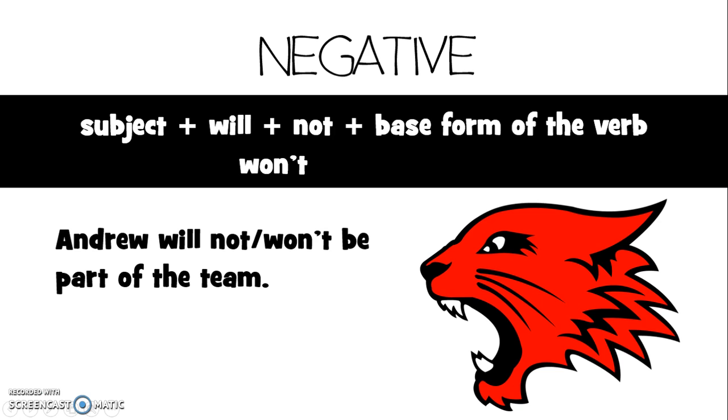Next, we have negative statements. The formula is subject plus will plus not plus the base form of the verb. Also, we can contract will and not, and we have won't. The example is Andrew will not be part of the team, or Andrew won't be part of the team.